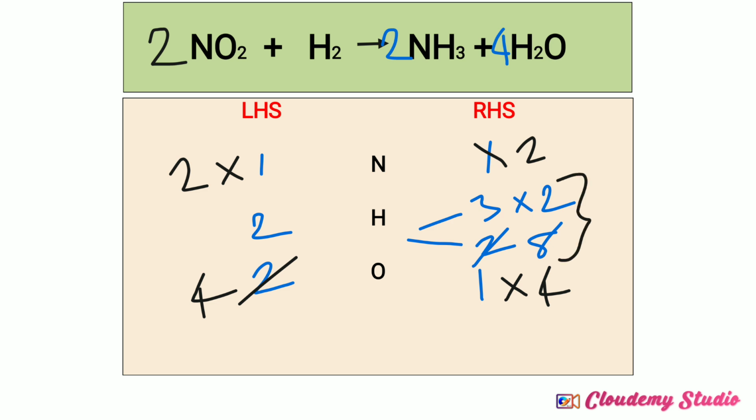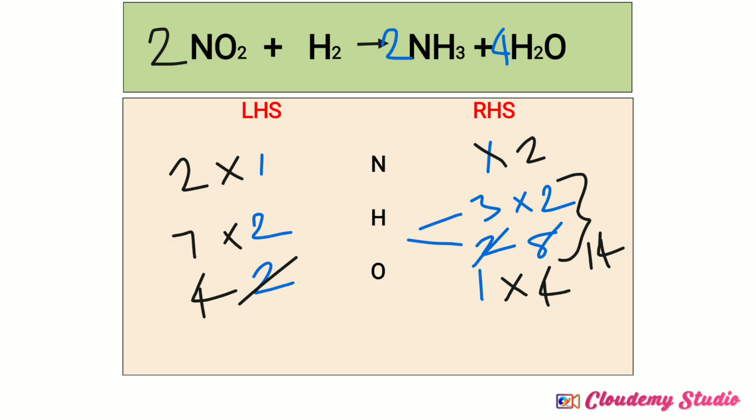Now these two we need to add together. That is 3 times 2, 6. 6 plus 8, what is that? 14. So the right hand side, the total number of hydrogen atoms is 14. But the left hand side, how many hydrogen atoms are there? Only 2 hydrogen atoms. So in order to make the hydrogen atoms equal on both the sides, what has to be done? This 2 has to be multiplied by 7. This is multiplied by 7 times.